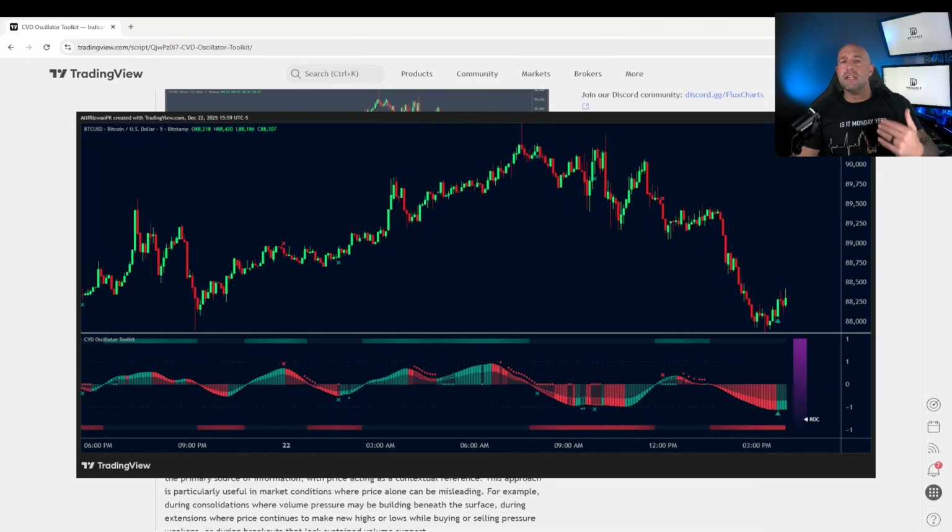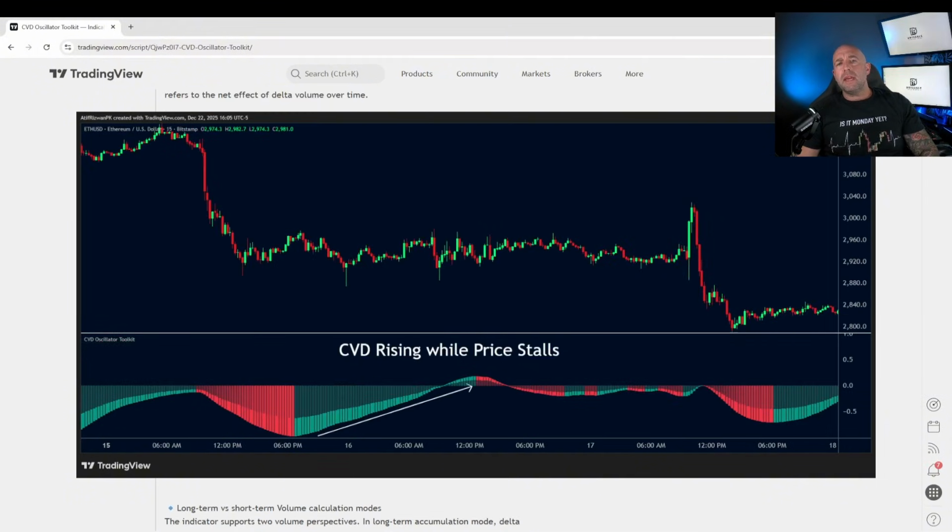Throughout this indicator, volume pressure refers to the net effect of delta volume over time. So, how do we interpret CVD? When CVD is rising, buying pressure is more aggressive than selling pressure. When CVD is falling, sellers are exerting greater control. A flat or sideways CVD indicates balance or uncertain buyer versus seller activity, where neither side is clearly dominant.